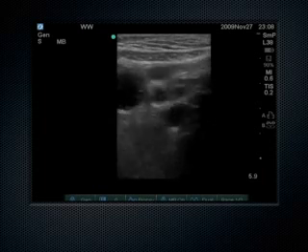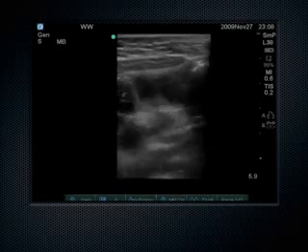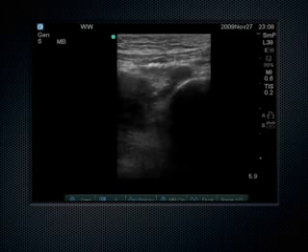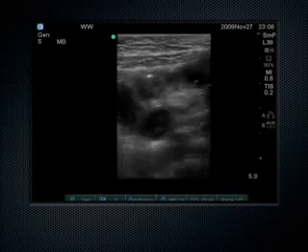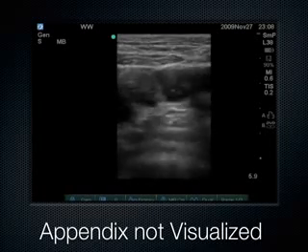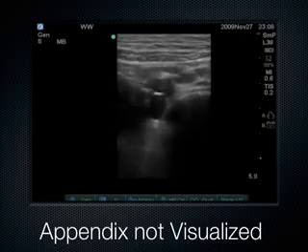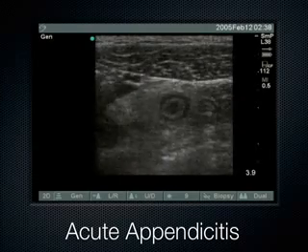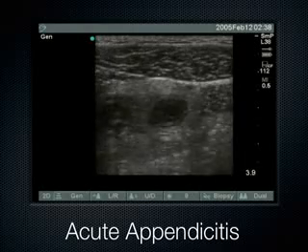Now, I know what you're thinking. You're sitting in the audience going, I don't see what the heck he's talking about. I just see some stuff move around the screen. But when the probe is in your hands, there's some kind of weird feedback loop thing going on that makes this easier to see. So in this case, it was normal. We didn't see the appendix, and the patient actually ended up getting a CT scan, which was negative for appendicitis. And we called the patient back, and they were fine.